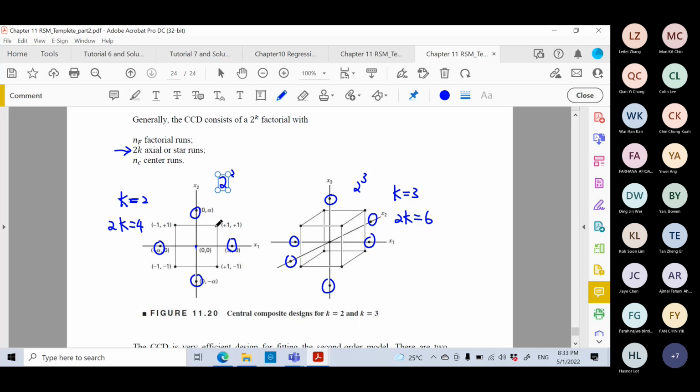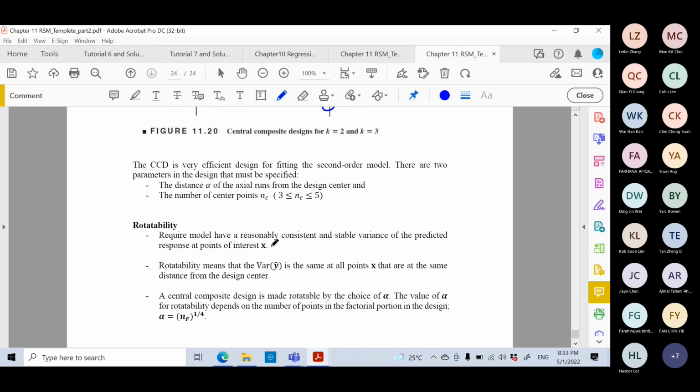Okay, so if you observe, this point is from 0 to alpha. So what is the alpha here? I will explain it here. The CCD is a very efficient design for fitting the second order model. There are 2 parameters in the design that must be specified. The first one is the alpha distance of the auxiliary runs from the design center, and the second is the number of center points. The number of center points they suggest is just 3 to 5 points, because you need the center points to estimate the errors.